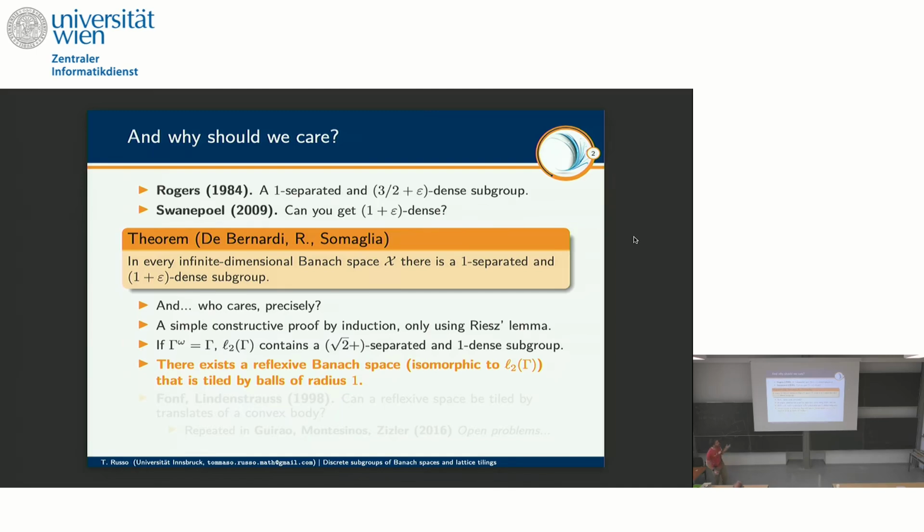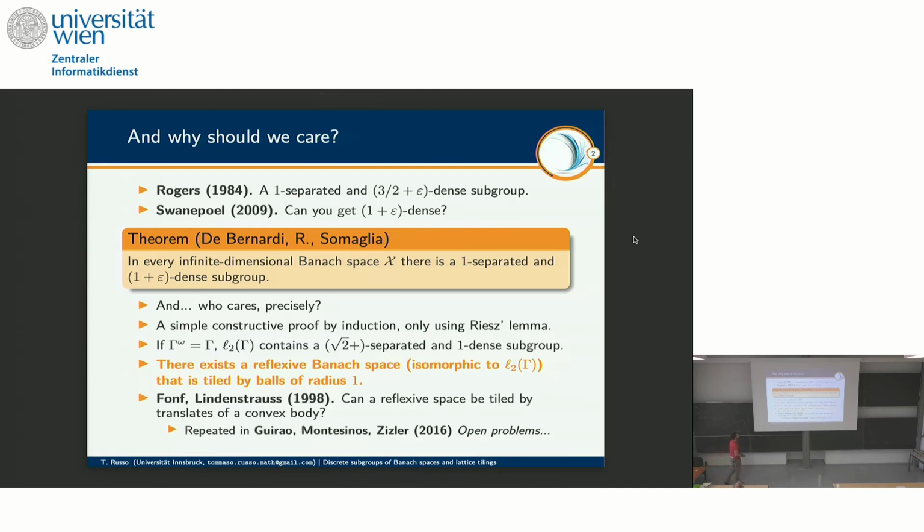And given these 2 examples, Fremlin and Lindenstrauss were asking if it's possible to tile a reflexive space by translates of a single body. This is some paper whose title I actually don't remember, but then in their handbook article, there is some comment about a problem similar to this, and then the same problem is also repeated in the yellow book with open problems.